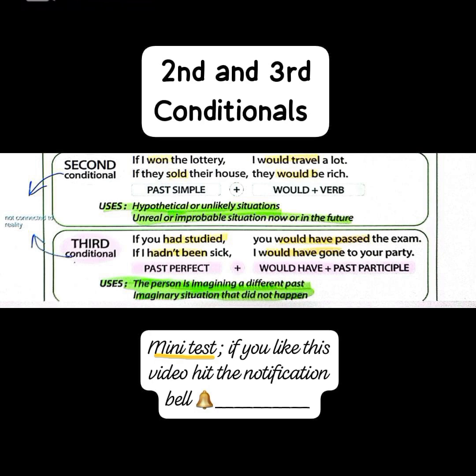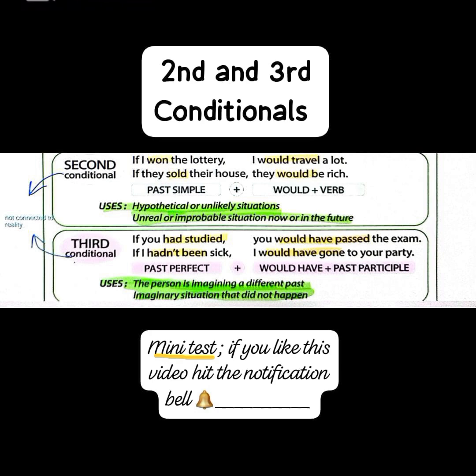Now let's look at how the structure goes. It goes like if clause. We use if plus past simple. That is the second form of verb. And in the result clause, we use would plus first form of verb. Now let's look at the example. If I won the lottery, I would travel a lot.